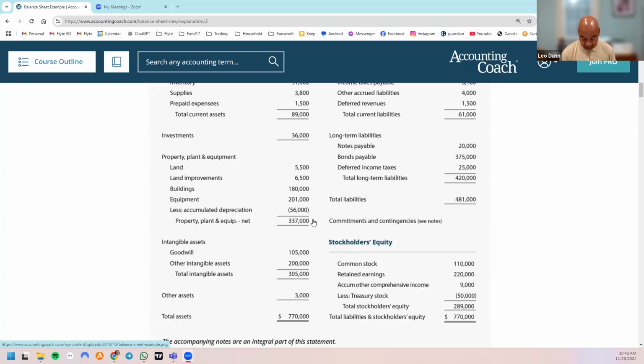Accumulated comprehensive income. That would just be other income that's not normally associated with the operation of the business. For example, if this business has investments, this could be what we would call unrealized gain on those investments. It's not a recognized gain, but it does represent an increase in your equity. And so accumulated comprehensive income in this example would be $9,000.